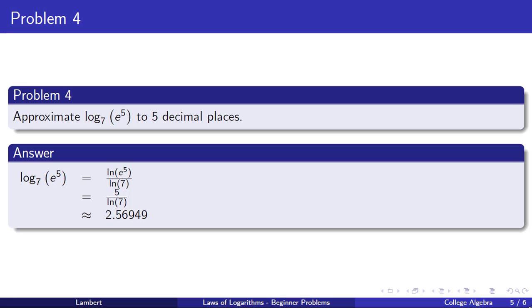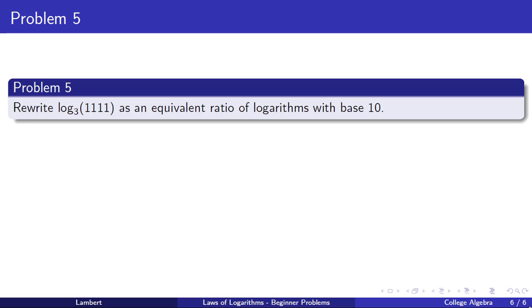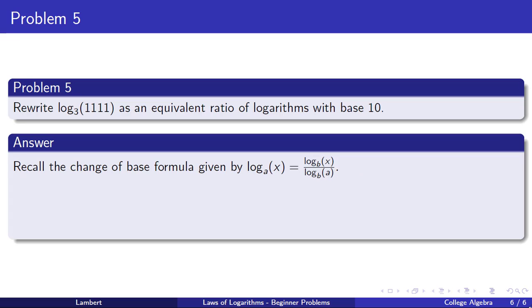So we can take this idea, this change of base, and we can apply it to many different types of problems, and we'll take a look at another one in this next problem. So rewrite the log base 3 of 1111 as an equivalent ratio of logarithms with base 10. So base 10, if you recall, is a common logarithm, so this should just be log. Okay, and so with that in mind, we can rewrite this using our change of base formula.